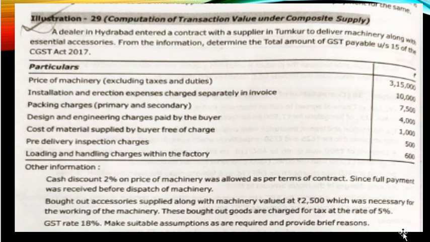Now they've given that these bought out goods are charged to tax at a rate of 5%. So these accessories are charged at 5%. Then what is the value of the machinery? That is important for you to know, because this is a composite supply where the principal GST rate will be applicable. They've given the GST rate as 18% for the machinery. Make suitable assumptions as required and provide brief reasons.